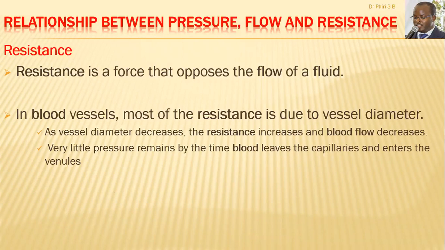In the blood vessel, most of the resistance is due to vessel diameter. So the vessel diameter is the one that is controlling the resistance. If the diameter is decreasing, the resistance will increase in simple terms. The blood vessels that will provide the greatest resistance are the smaller arteries and arterioles, because the lumen diameter is so small. So they are going to provide resistance to the blood flow. At smaller arteries and arterioles, this is where you have a drop in blood pressure.